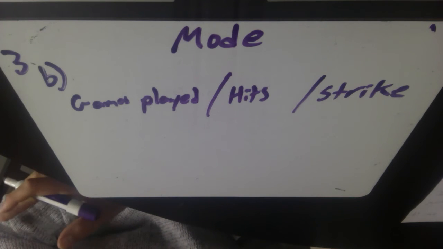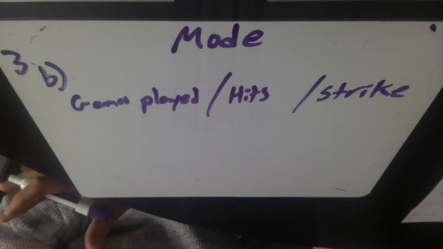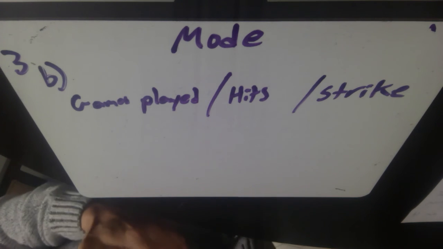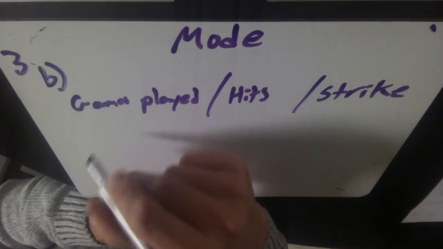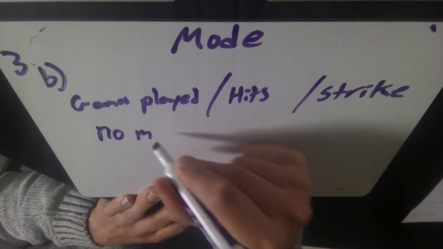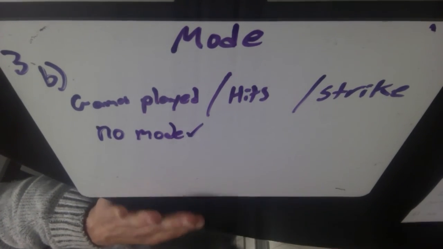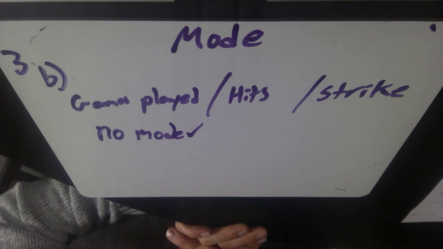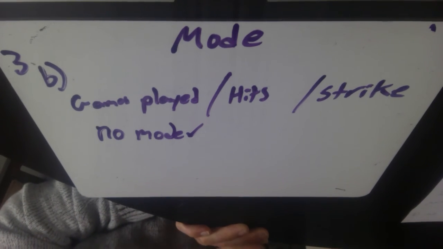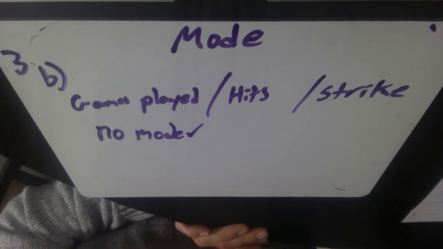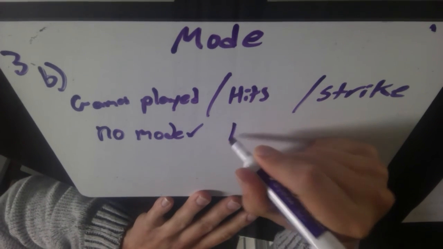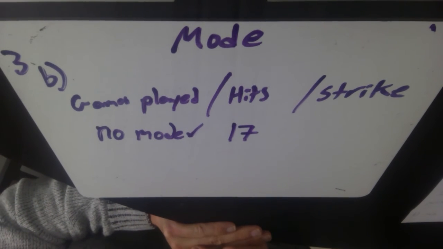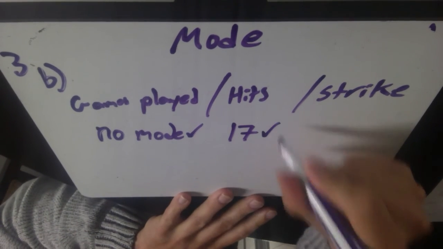The 104, 107, 89, 39. If I'm looking down it, I don't see a number that occurs more than once. They all happen the same amount of times, so for games played, there is no mode. There's your first mark. For hits, I look down that column. What number of hits occurs the most? Well, we see 17 occurs 3 times. So 17 is your mode for hits.